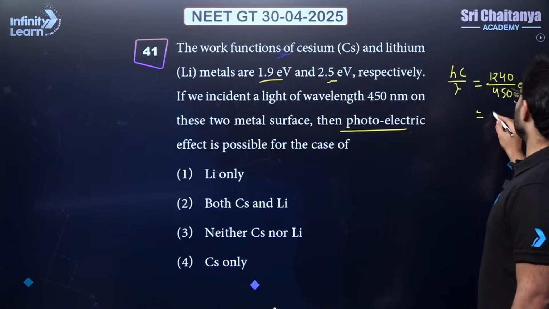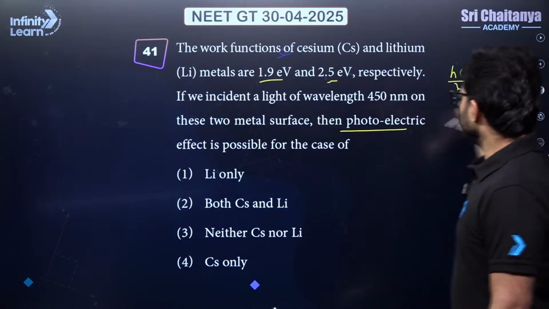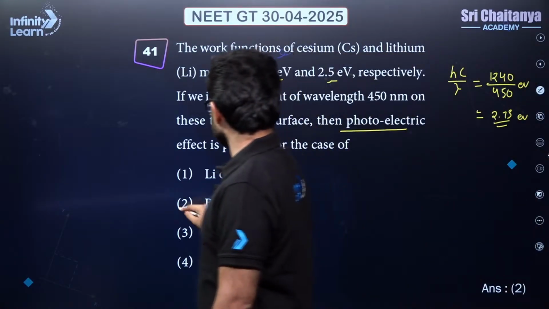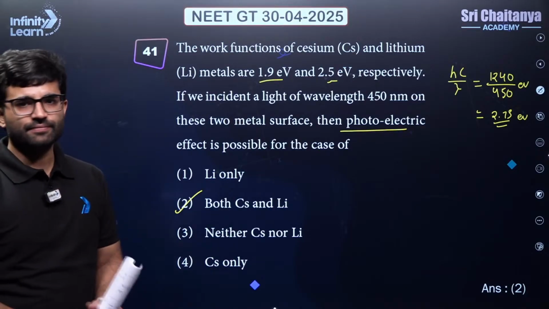I think this was coming out to be 2.75 or something. Please check it once again. This is greater than both of these, which means that in both of them the photoelectric effect will happen, right? Clear?